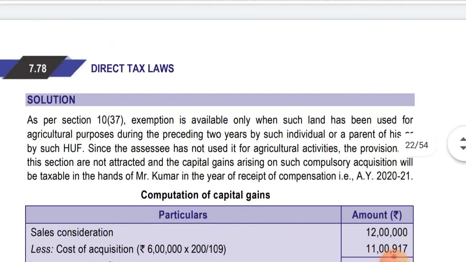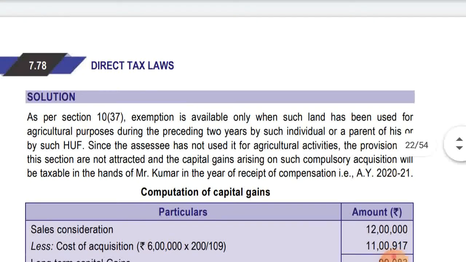Solution: as per section 10(37), exemption is available only when such land has been used for agricultural purpose during the 2 years preceding the transfer by such an individual or any parent of his, or by such HUF. It's available to individual and HUF. Since he has not used it for agricultural activities, the provisions of this section are not attracted, and the capital gain arising on such compulsory acquisition will be taxable in the hands of Mr. Kumar in the year of receipt of compensation, that is assessment year 2021.